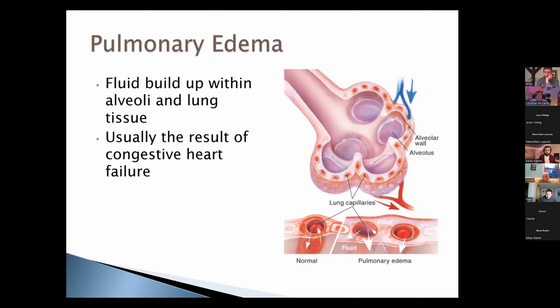Oh, sorry. I just had a question. Is pneumonia a kind of pulmonary edema, but not all pulmonary edema is pneumonia? Is that sort of where we're at with this?